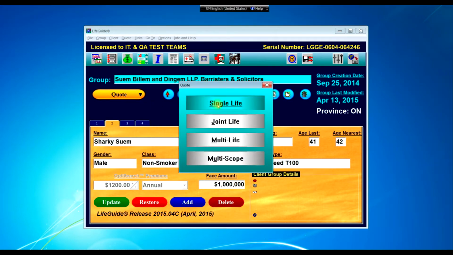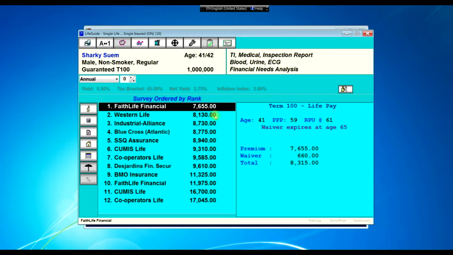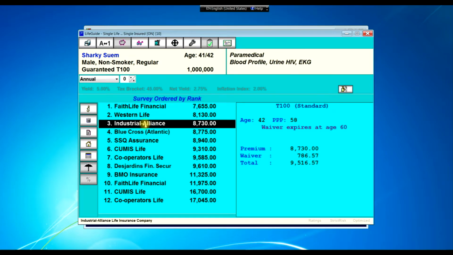Quote, single life, single insured. And we have, for example, here Industrial Alliance, $8,730 per year for their T100 standard, payable for life. Now let's take a look at what the monthly premiums would be. Monthly premiums would be $785.70. So what is really the cost to finance these premiums?